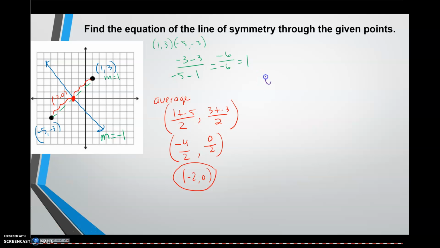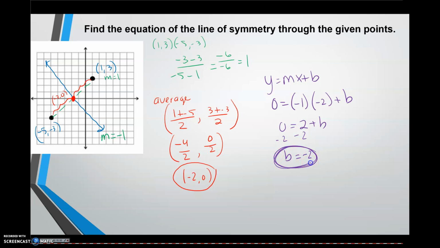So using both of these, I'm going to use my equation y is equal to mx plus b. My y is going to be 0. That's equal to my m, which is -1, times my x, which is -2. All of this plus b to figure out what my b is here. So -2 times -1 is going to be a +2. And then subtracting 2 from both sides, I get b is equal to -2. So this is what I need, my y-intercept along with my slope. And together, I'm going to get the equation of y is equal to -x minus 2.